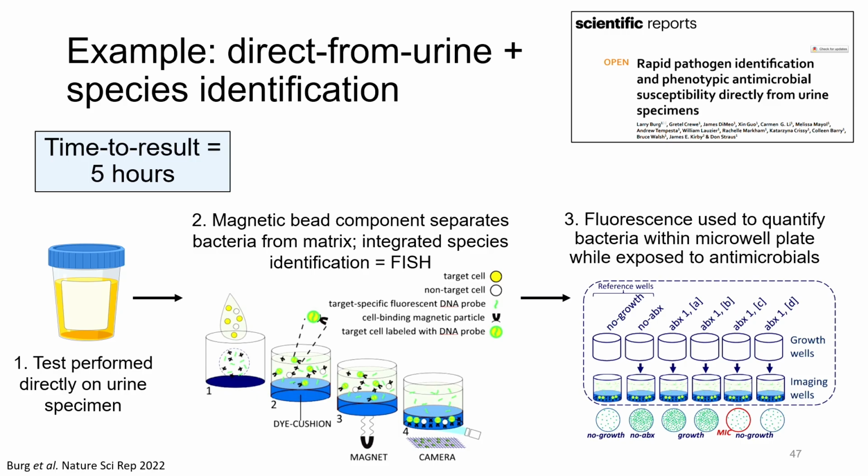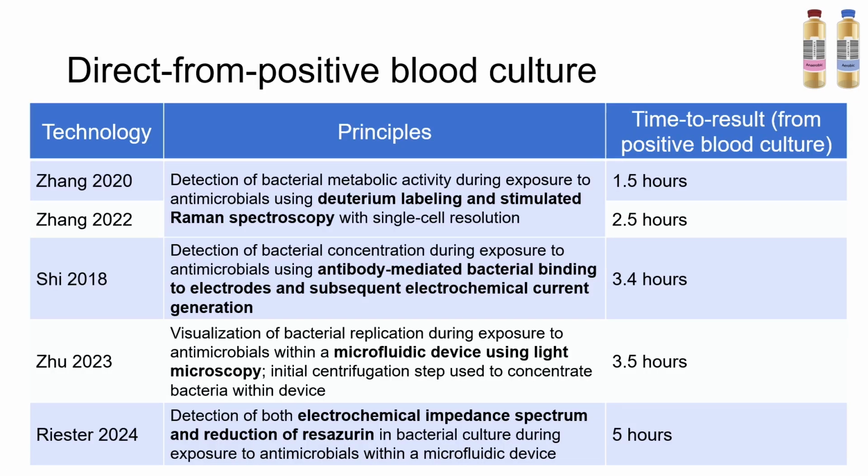And then here's another example direct from urine. Again, though, they've thrown in that fluorescence in situ hybridization, so you know what the species is at the same time as you're running your AST. And again, it's a fairly straightforward method of determining the AST using just fluorescence to amplify that signal so it gets detected at a lower threshold or more sensitivity than you would with regular optical density, which is what a lot of systems currently use.